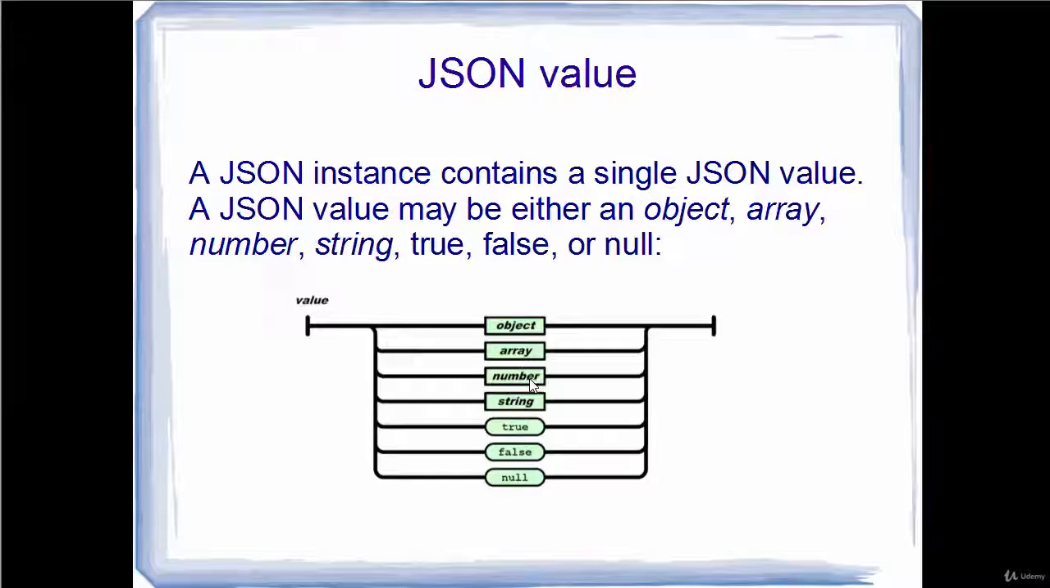Number means it can be an integer or a decimal value, and string is a string, and the other three formats are true and false for Boolean. And if you don't have any data, you can send null. Okay, so these are the data types which can be used to send values in JSON. So it can be object, array, number, or a string, or a Boolean value. Or if you don't have any data, then you can send null also.